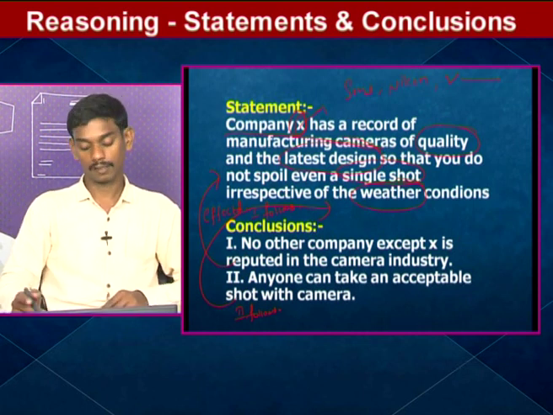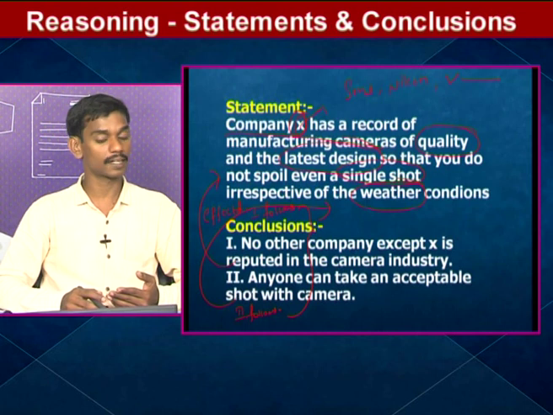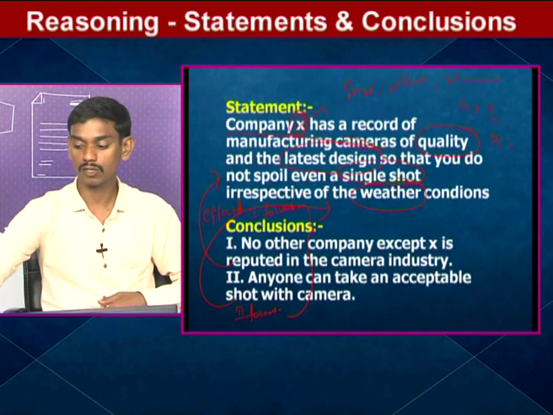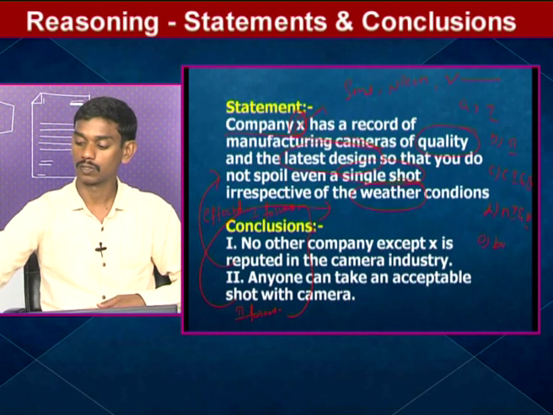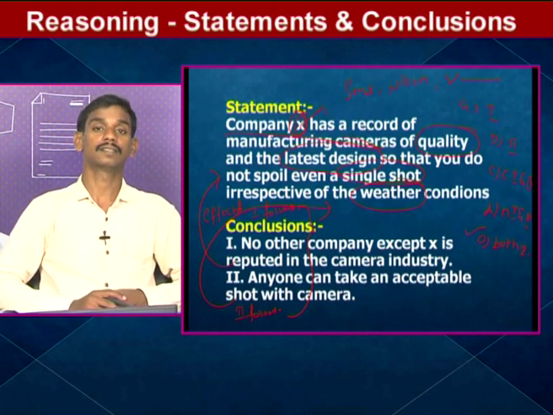So 1 and 2 follow means which option is correct? A means 1 follows, B means 2 follows, C means either 1 or 2, D means neither 1 nor 2, E means both 1 and 2. So both 1 and 2 follow means option E is the correct answer.